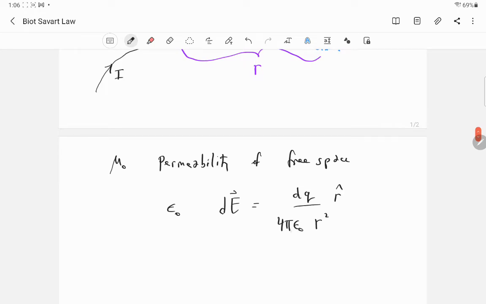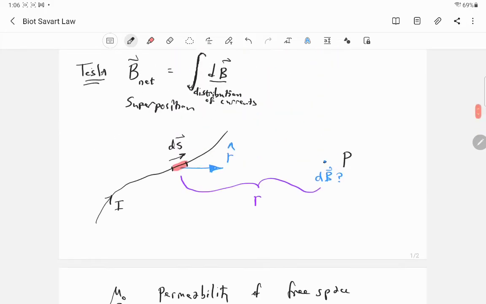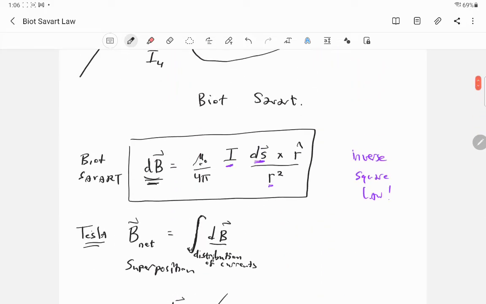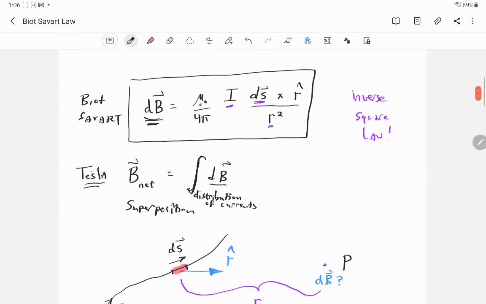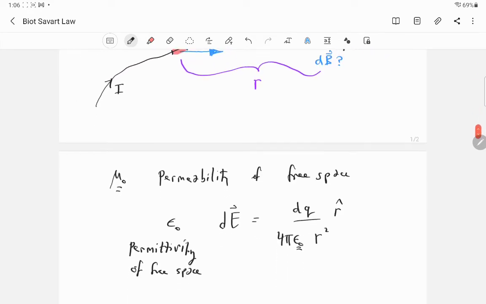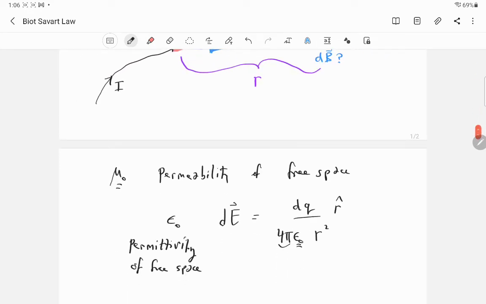Here's a difference though. Epsilon naught is called the permittivity of free space, of the vacuum. Mu naught is the permeability. Epsilon naught showed up in the bottom, and mu naught shows up top. So that's different. But both of the expressions also share the quality of the 4 pi downstairs.